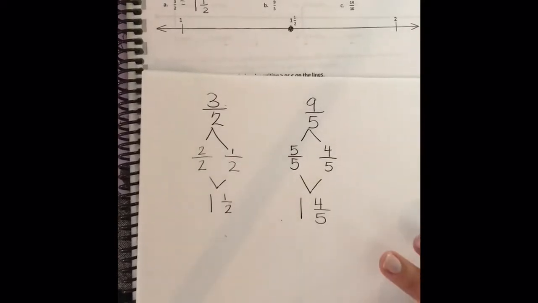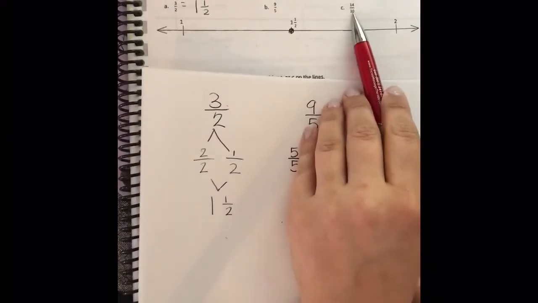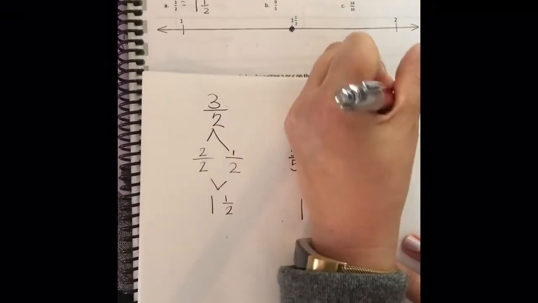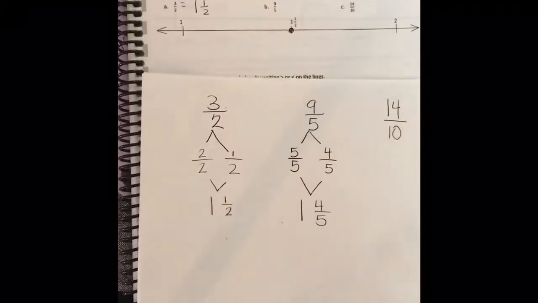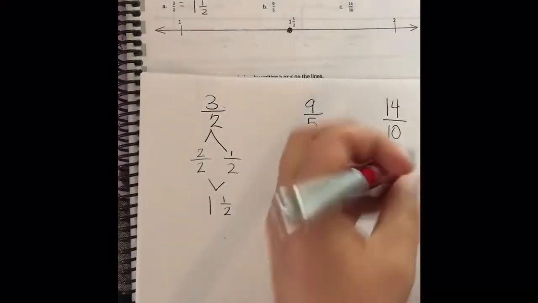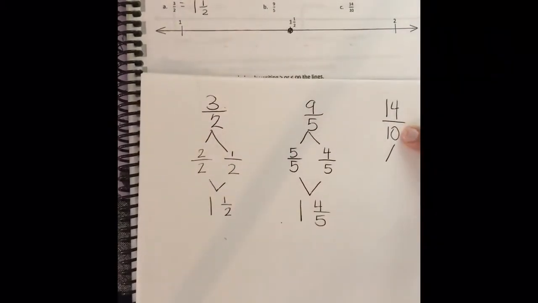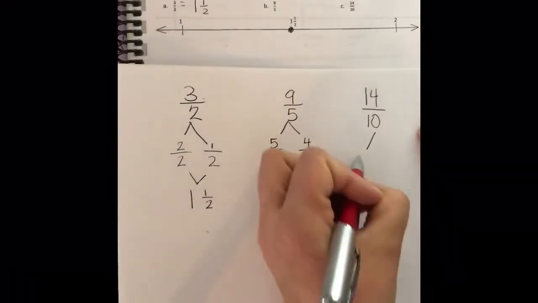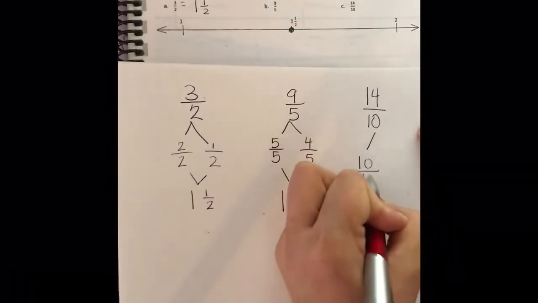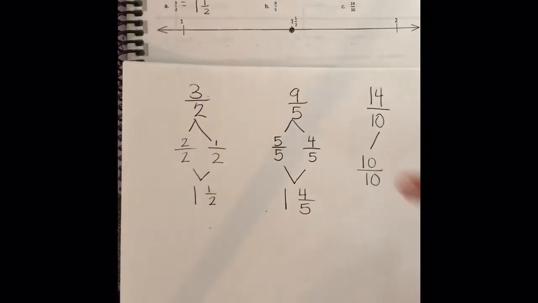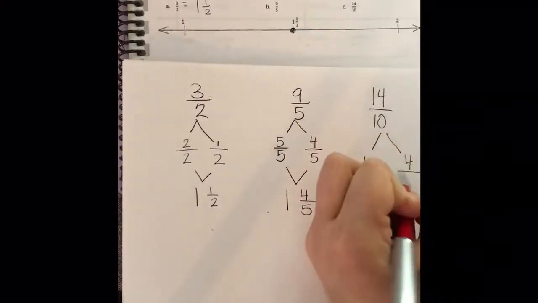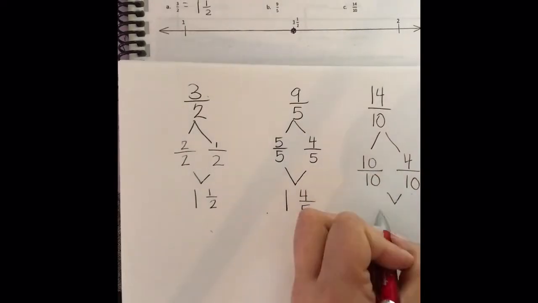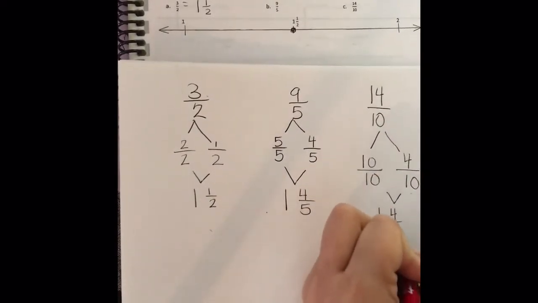Now I'm going to keep going and convert this one, and then we'll plot them. So I have 14 tenths. I'm going to take out 1 whole, which in this case, because we're dealing with tenths, is 10 tenths. 14 minus 10 is 4. So we have 10 tenths and 4 tenths, also known as 1 and 4 tenths.